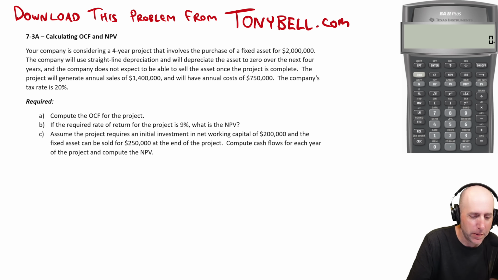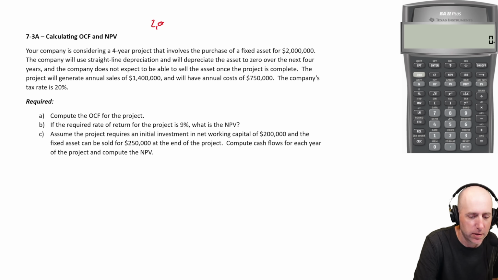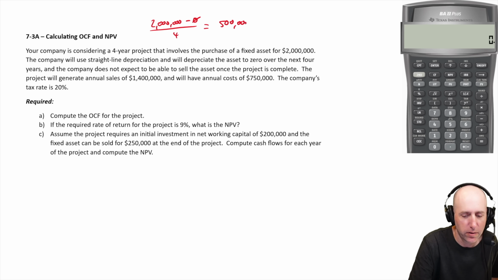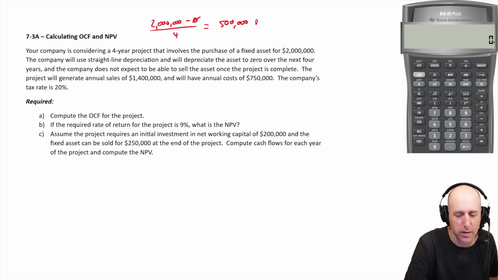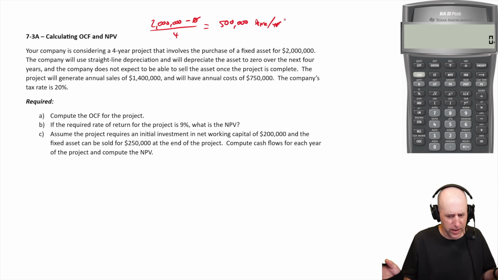Okay, well, a little bit of math here, right? We have a fixed asset, $2 million. We're going to depreciate to zero over a 4-year project, which means it's $500,000 in depreciation per year. Okay, so that's just bubbling around in the back of my mind.